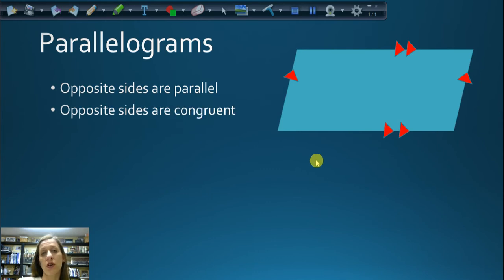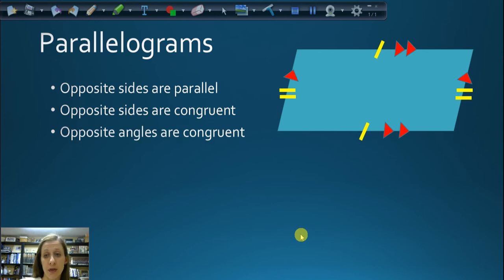The next thing you need to know is that opposite sides are congruent. So what this means is that the top and bottom would be the same measurement and the two sides would be the same measurement. And this time I'm using hash marks. So these that have single hash marks would be the same measurement, and then the two sides that have the same hash marks would be the same measurement.